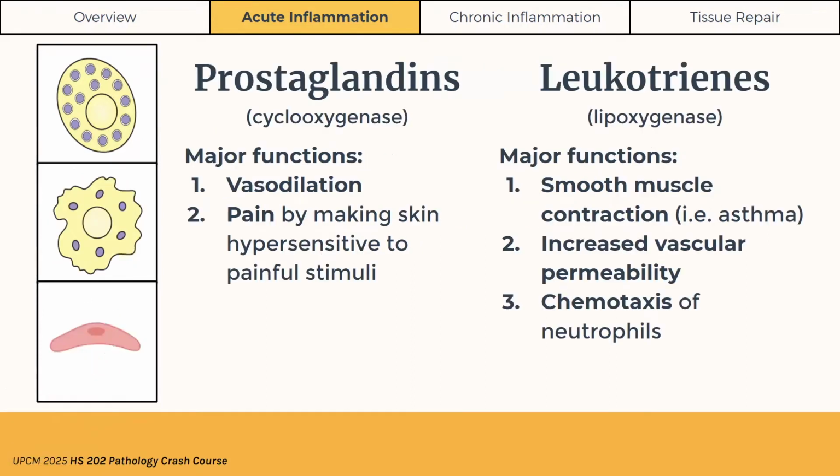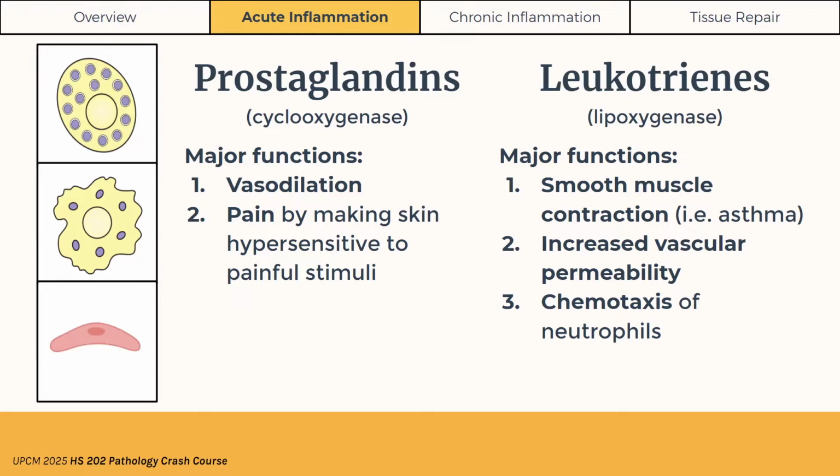Then we have two major arachidonic acid derivatives na produced by mast cells, macrophages, and endothelial cells. You can actually differentiate these derivatives by the enzymes that produce them and yung major functions nila. So for prostaglandins, the enzyme is cyclooxygenase, while for leukotrienes, it's lipoxygenase. So madaling tandaan, leukotrienes, lipoxygenase. So LL. And then kung hindi yan yung nasa tanong, edi yung kabila yun.